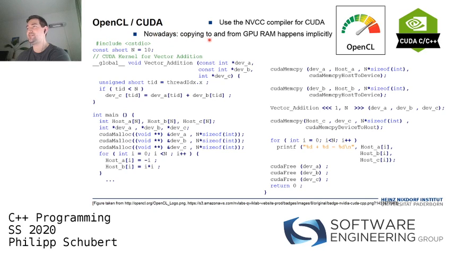Nowadays, you don't need to copy to and from GPU RAM explicitly. Here I did it: I allocate, I copy back and forth, and then I deallocate. Nowadays, CUDA has improved, and this happens implicitly, which is a great thing, because you avoid lots and lots of boilerplate code.